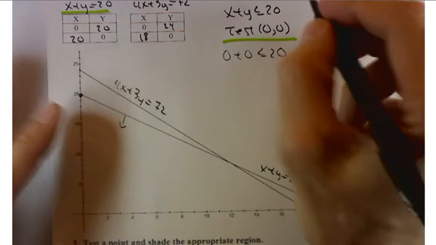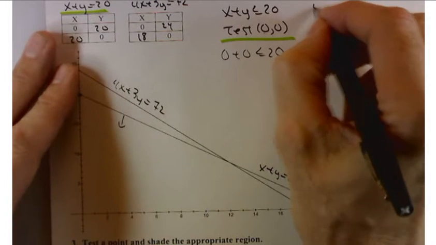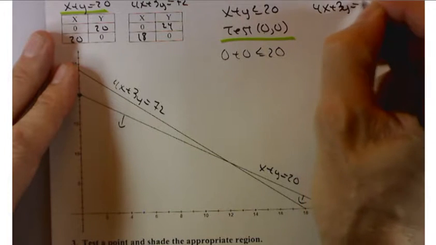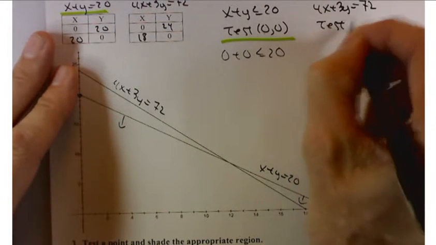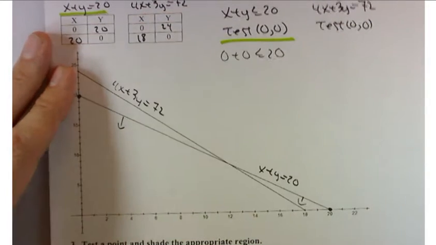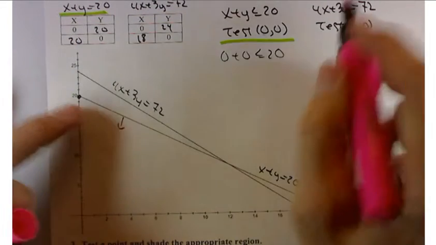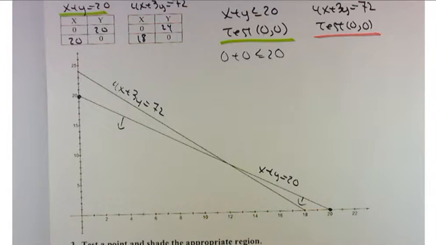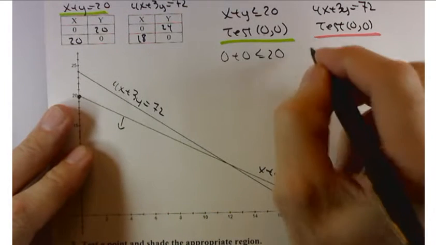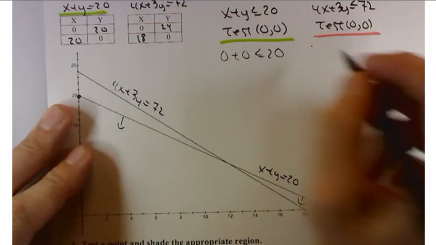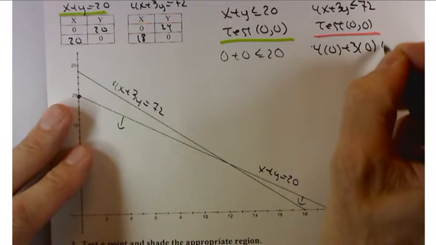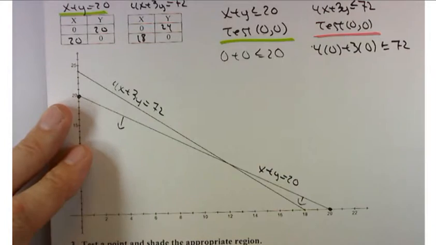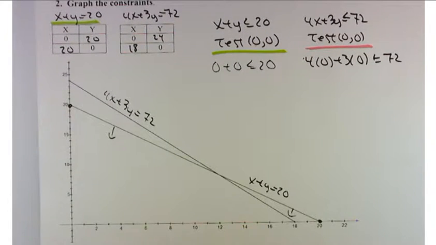Let's take a look at the other equation, 4x plus 3y equals 72. So test 0, 0. Let's shade that this way. It should be less than or equal to. So 4 times 0 plus 3 times 0 is less than or equal to 72. True or false?